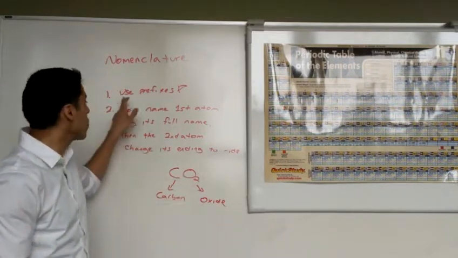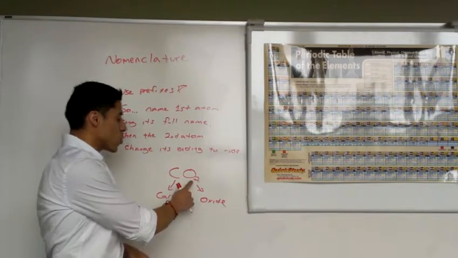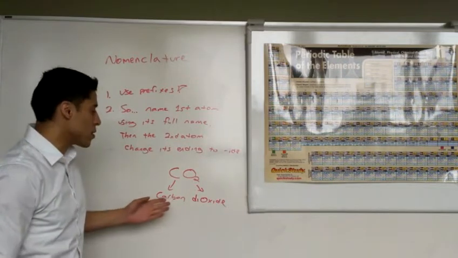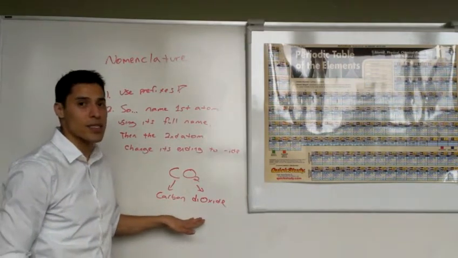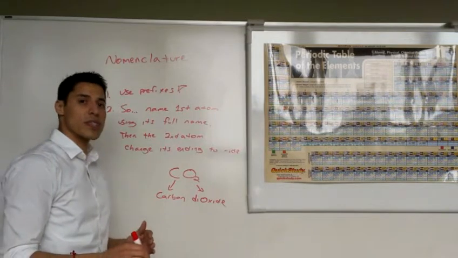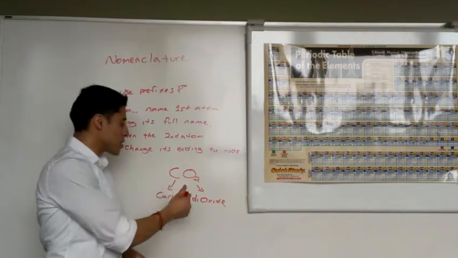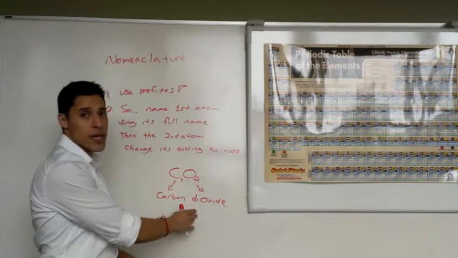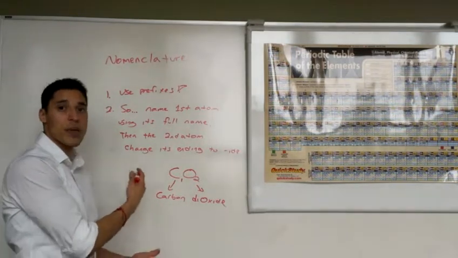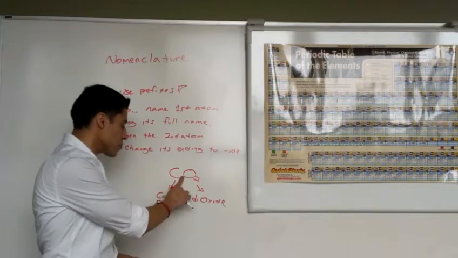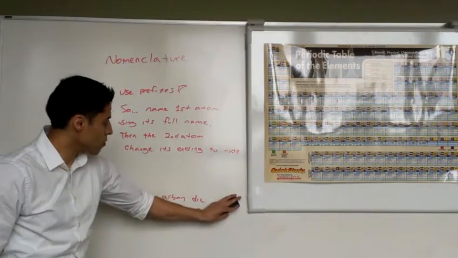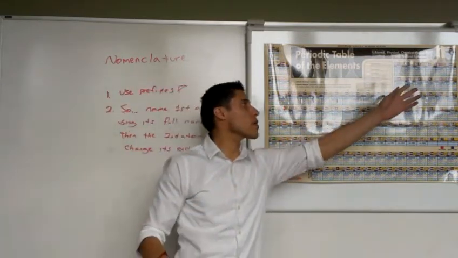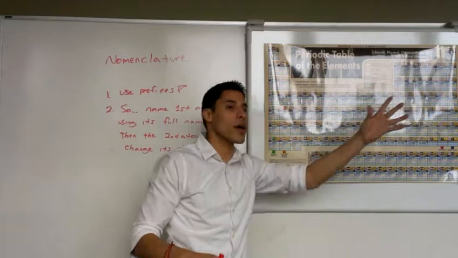Remember, the most important thing though, use prefixes. In this case, we have two oxygens, so we're going to have dioxide. The name of this compound here is carbon dioxide. The only time you don't use prefixes is when the first atom is a single atom. So this would not be mono carbon dioxide. We simply omit the mono and just name it carbon dioxide. This will work with any two atoms from the right side of the periodic table, any two nonmetals.